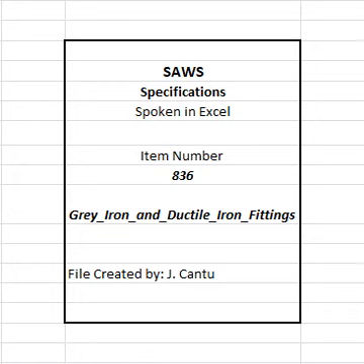836.1 Description: this item shall consist of gray iron and ductile iron fittings installation and adjustment installed in accordance with these specifications and as directed by the engineer.